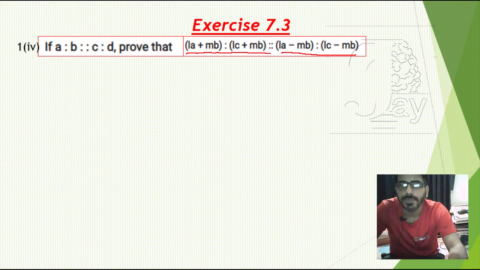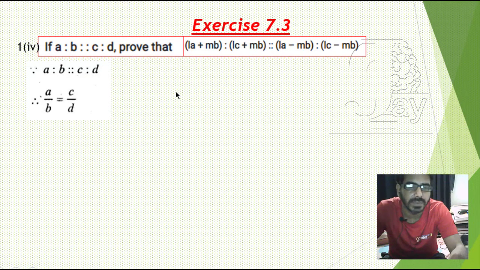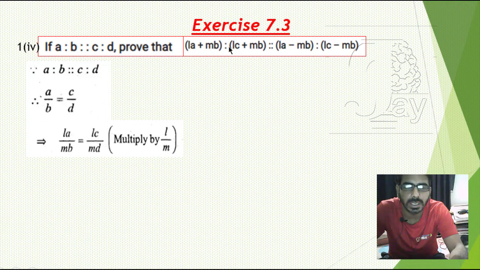Okay, now just start with what is given and then we need to prove. So we have A by B equals C by D. Now the important part is what is required. You need to check each and every step, then you can proceed with the next step. Okay, so we need LA plus MB. We can see LA minus MB is also there. So if we multiply L by M with both the terms, we get LA by MB equals LC by MD. Okay, multiplying by L by M.